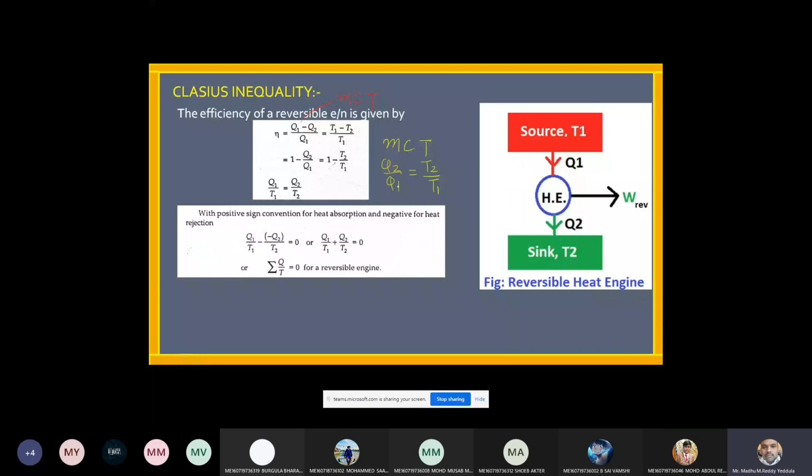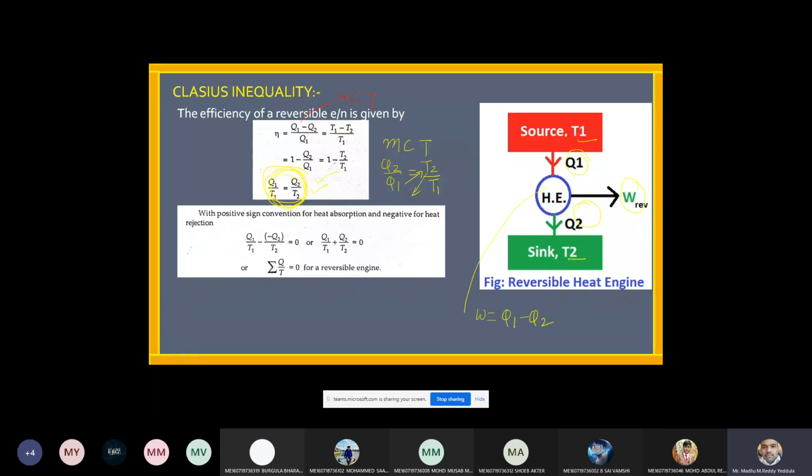Rearranging this, take Q1 over here and T2 over here: Q1 by T1 is equal to Q2 by T2. Clear till here? Yes, sir. So this is the heat engine, this is the source, and this is the sink. This engine is extracting Q1 amount of heat, a portion of the heat is converted into work, and the remaining heat is rejected into the sink. What is W here? W is equal to Q1 minus Q2. Work done is equal to Q1 minus Q2.